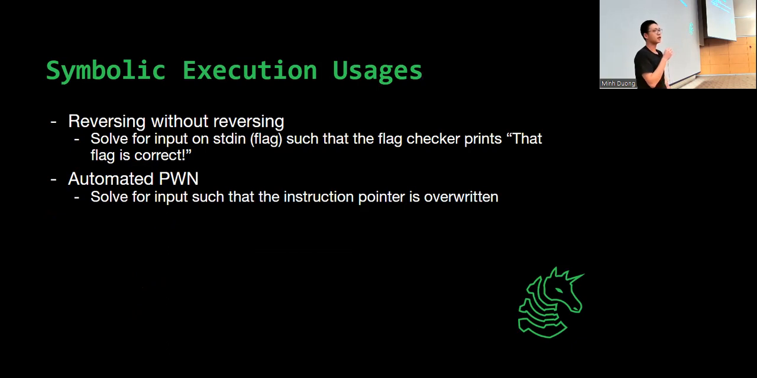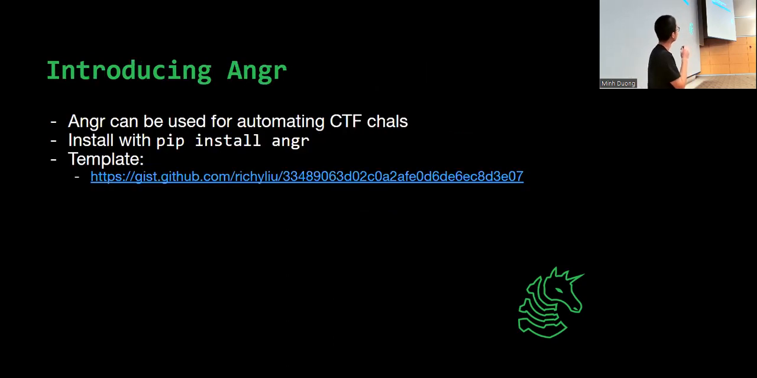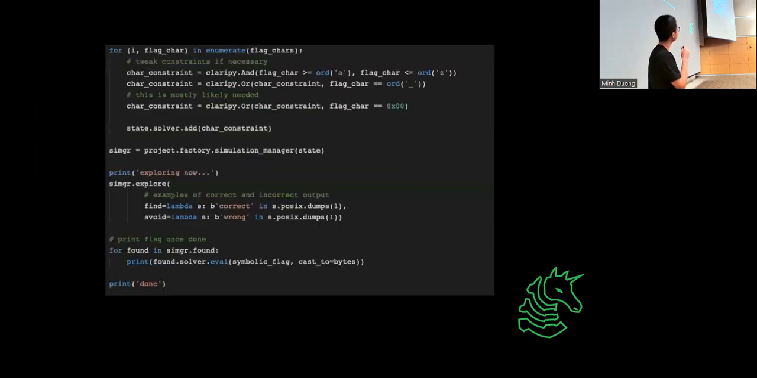One of those examples is automating parts of pwn challenges, such as solving for some input such that the instruction pointer gets overwritten. You can also solve for input such that your instruction pointer gets to a certain place in the file, or such that an overflow happens to bypass the canary, or something like that. So this is angr. Again, this template here is pretty generic.